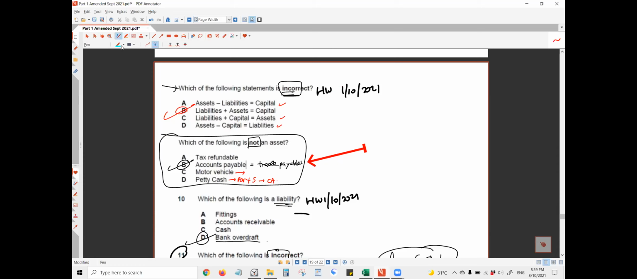That's why that's not the answer, because it's a non-current asset. Now, what is A?